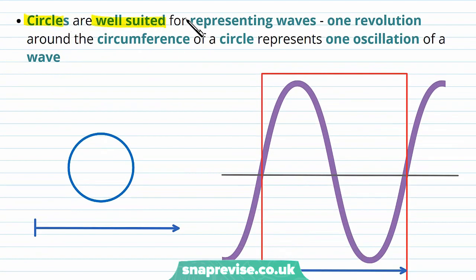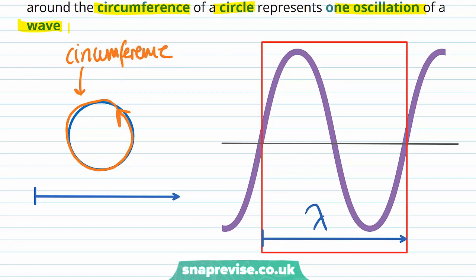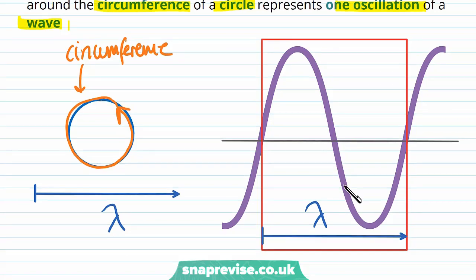Circles are well suited for representing waves. One revolution around the circumference of a circle represents one oscillation of a wave. So again, in this red box, we have one oscillation. We've said the wavelength of a wave is the distance covered in one oscillation. And we can consider one revolution around this circle's circumference as one oscillation of a wave. So again, within that one oscillation, the wave will cover a distance equal to its wavelength, lambda.